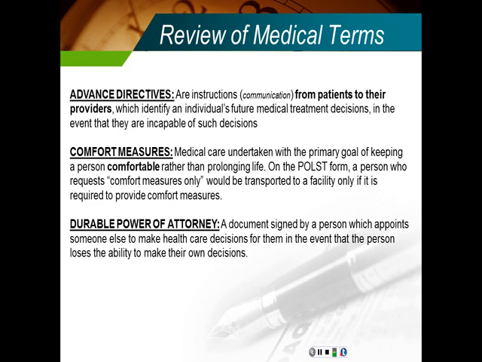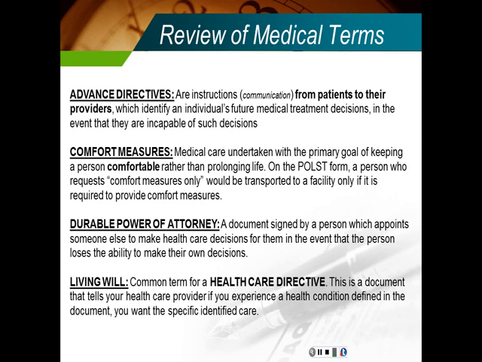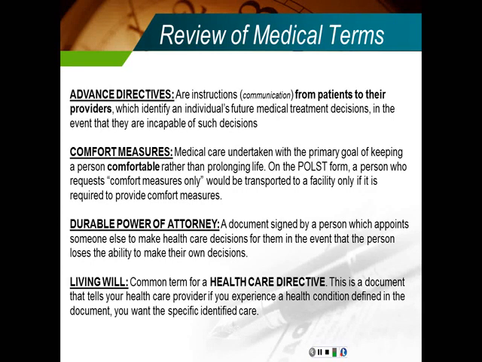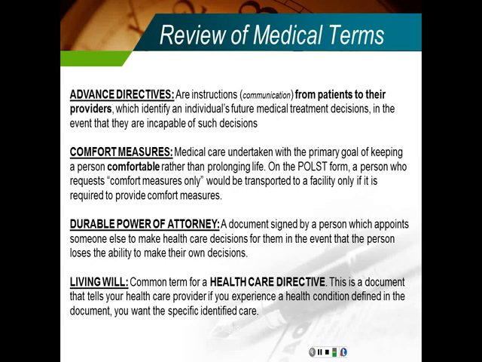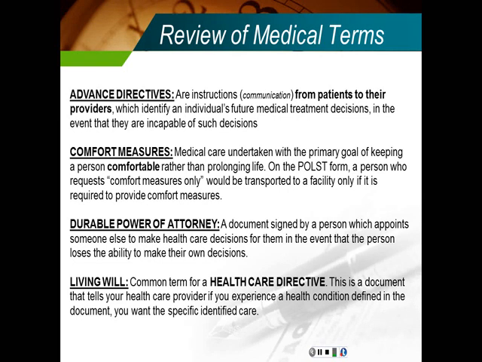Durable power of attorney. This is a document that's signed by a person that appoints someone else to make healthcare decisions for them in the event the person loses the ability to make their own decisions. A living will is a common term for a healthcare directive. This is a document that tells your healthcare provider, if you experience a health condition defined in the document, what type of care you actually want.